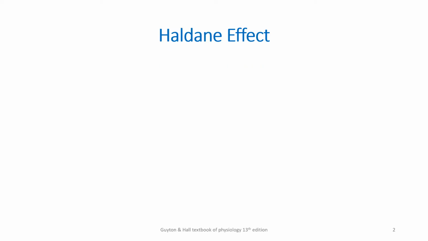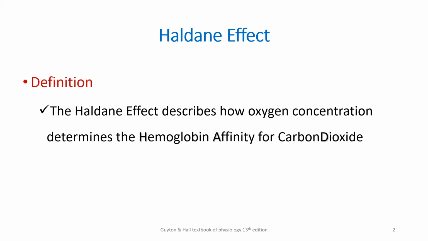So as in any other answer, you first have to start with a brief introduction or a definition. So what is the definition of the Haldane effect? The Haldane effect describes how oxygen concentration determines the hemoglobin affinity for carbon dioxide. So here the key words are oxygen concentration and hemoglobin affinity for carbon dioxide. So what does this mean?